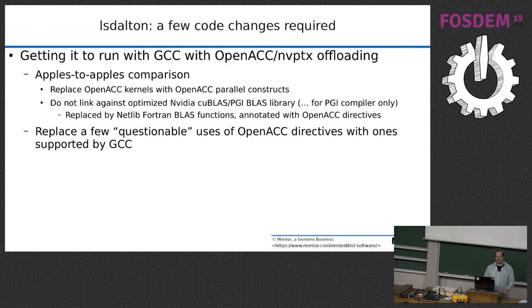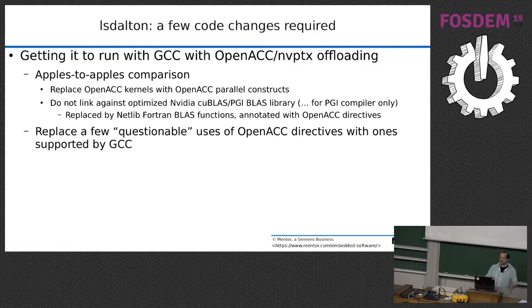Then we replaced some of the code in the application, agreeing with our customer, because we wanted to do an apples-to-apples comparison. And as I said, the kernels construct support in GCC is not just as good as for a parallel construct yet, so we replaced these regions. And the Alice Dalton build system did something clever, and that is to link against optimized vendor libraries for mathematical computations only for the PGI compiler, because that's what this has been set up for.